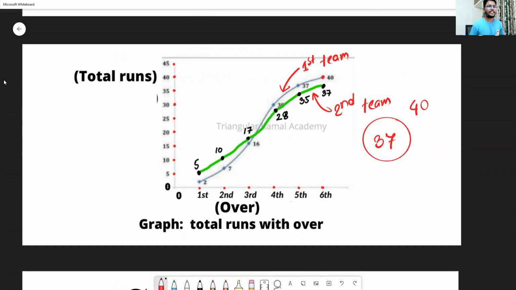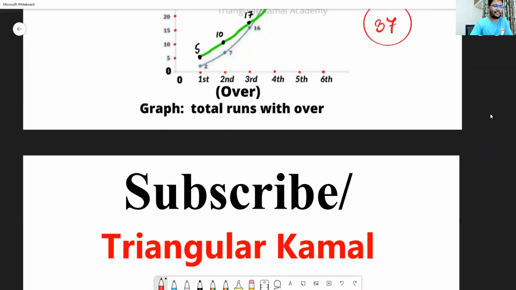So finally we can say, to compare both teams' scores, we always use the cumulative frequency graph or ogive graph. That is our answer.